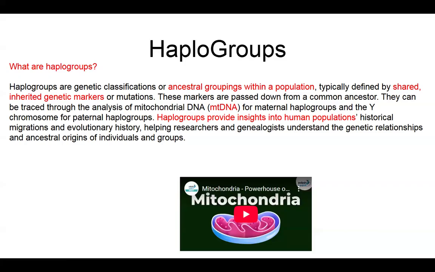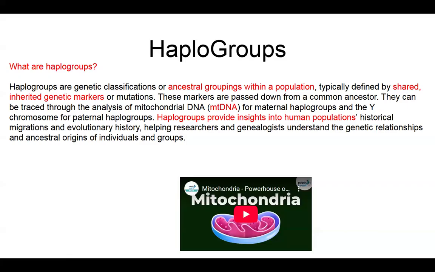These markers are passed down from a common ancestor, right? These gene variations are passed down from a common ancestor. They can be traced through the analysis of mitochondrial DNA. Mitochondrial DNA are the materials of the haplogroup and the Y chromosomes of the paternal haplogroup. Mitochondrial DNA is the DNA that is given to the child from the female. The Y chromosome is given to the child from the male.